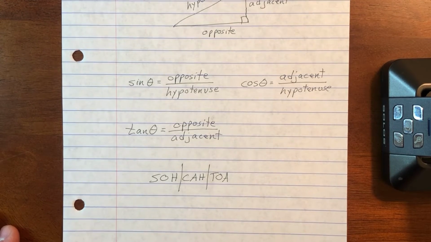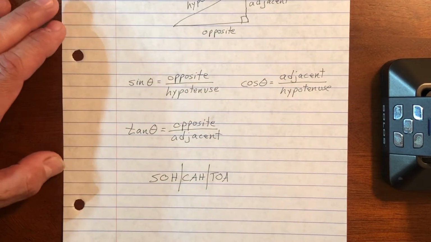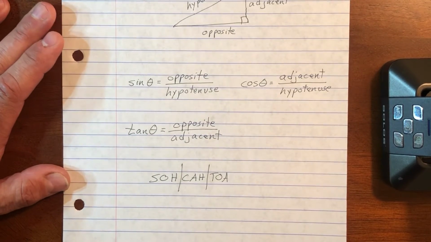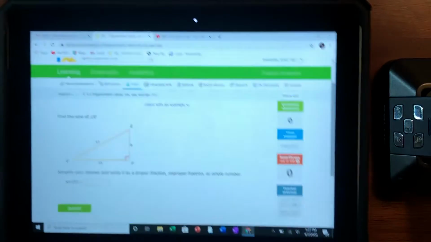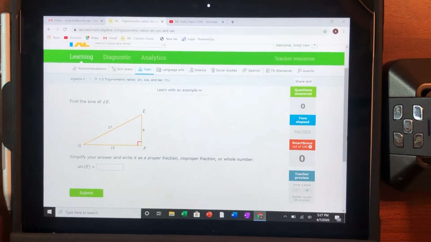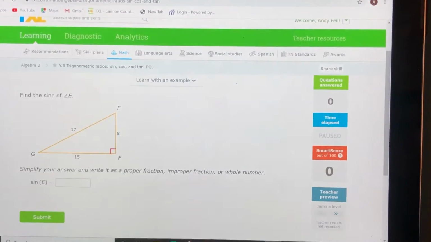Eventually we're going to graph these functions, but for today, I just want you to be able to find the sine, cosine, and tangent when you're given a triangle with the sides. So I'm going to do that by putting the computer on here. Let's see how that shows up well. I'm going to zoom in just a little bit more.